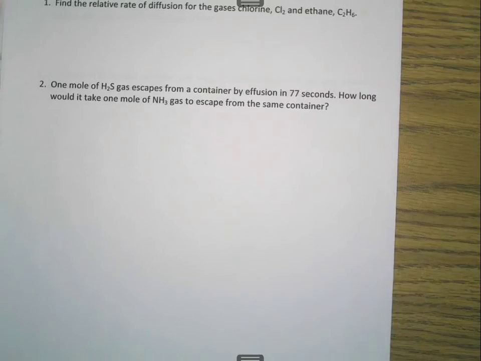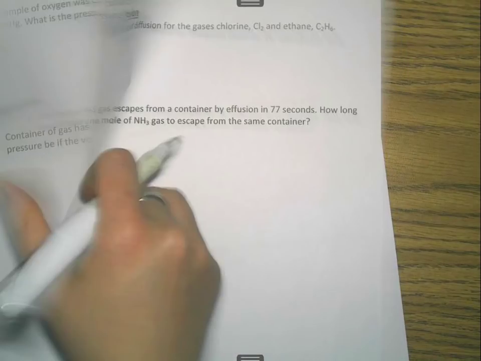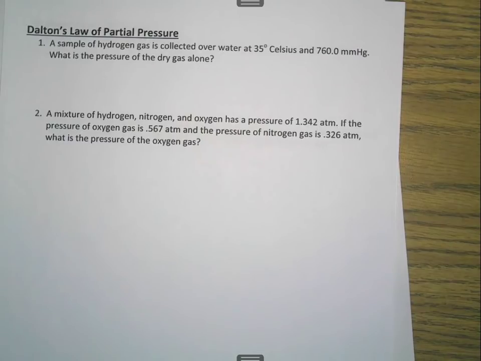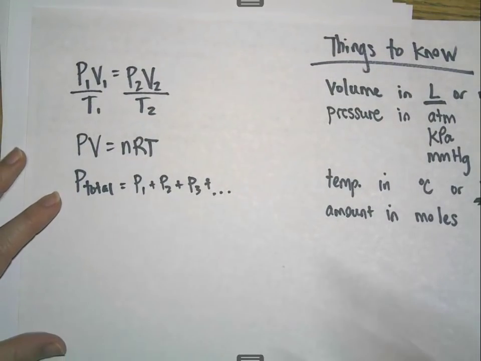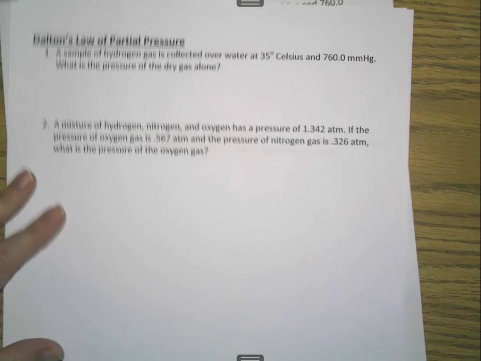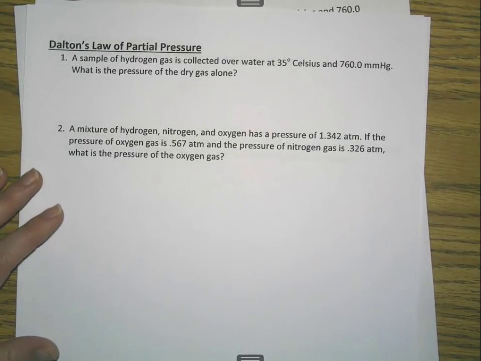Alright. I'm going to switch these around. Dalton's law of partial pressure is next. Moving on to this equation right here, where I have the P total is equal to all of the pressures added up with each other. I've explained in class about how you collect something over water.